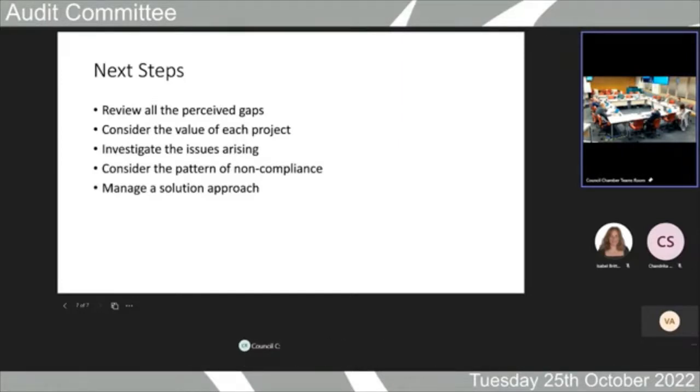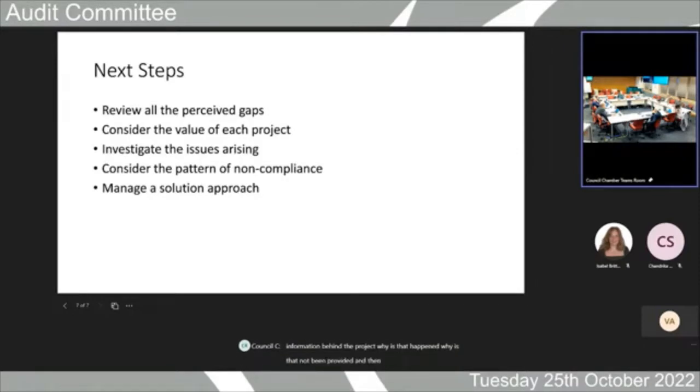I would like the value of each of the projects considered, because I think some of those projects are probably too small, there might just be parts of projects. So there might well be a document for the bigger part of the project and not the smaller segments of that project. Investigate the issues arising. So investigate anything where, if there's not that documentation, if there's not that information behind the project, why has that happened? Why has that not been provided?